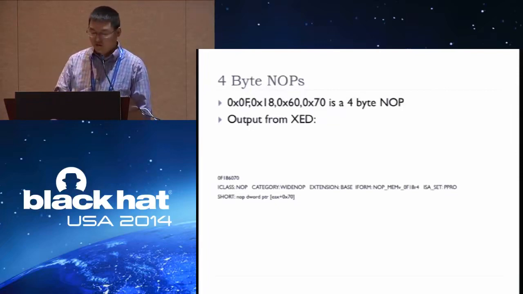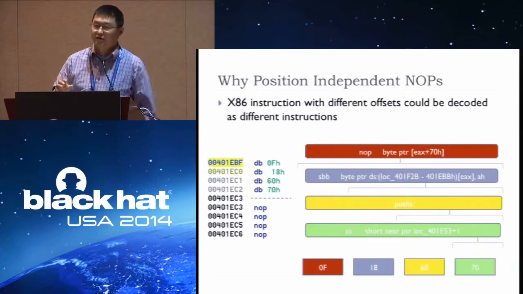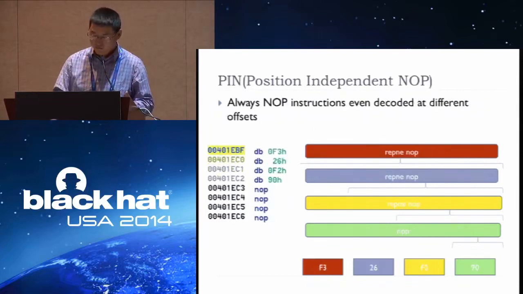Here you can see one example. We have 4 different bytes, and that's a NOP. But the problem is, because you don't know the exact landing address, for x86, with a different offset you will decode a different instruction, right? So for this one, you can see if you decode from offset 0, that's a NOP, but if you decode from offset 1, that's a totally different instruction. If you use this kind of byte sequence, your shellcode could crash or something else could happen.